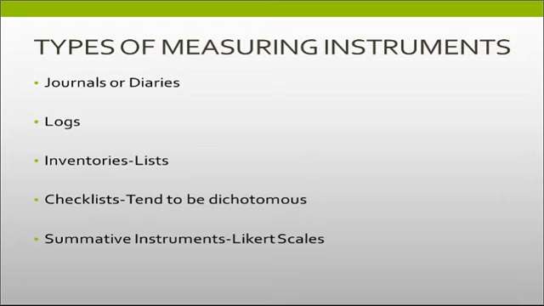The next measuring instrument is a log. These are most often used in a field placement. Logs are a structured type of journal that require the user to record specific information such as who, what, when, and where in a more organized way. The next measuring instrument is an inventory list. These are made by the research participants. For example, they need to make a list of things that make them feel more depressed.